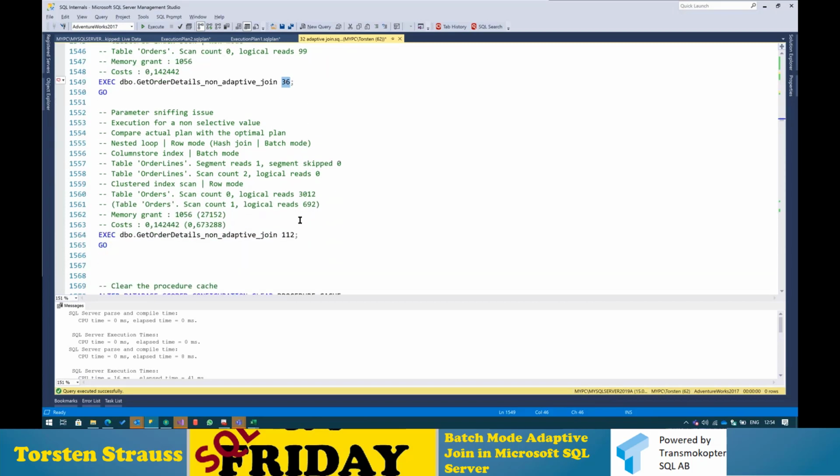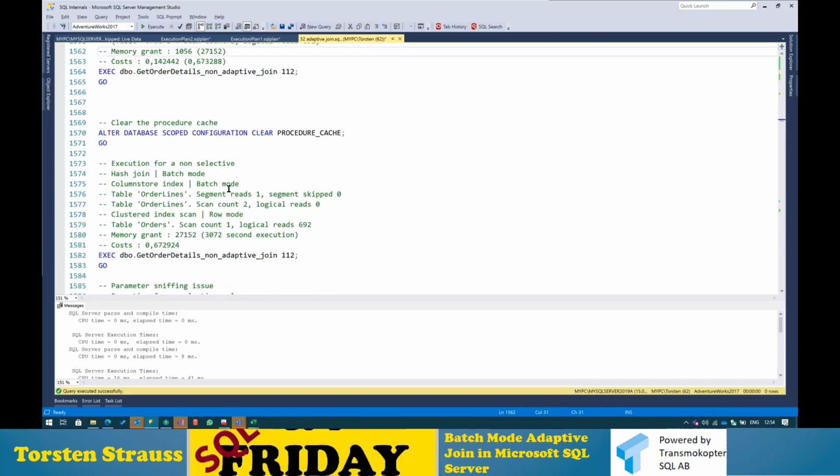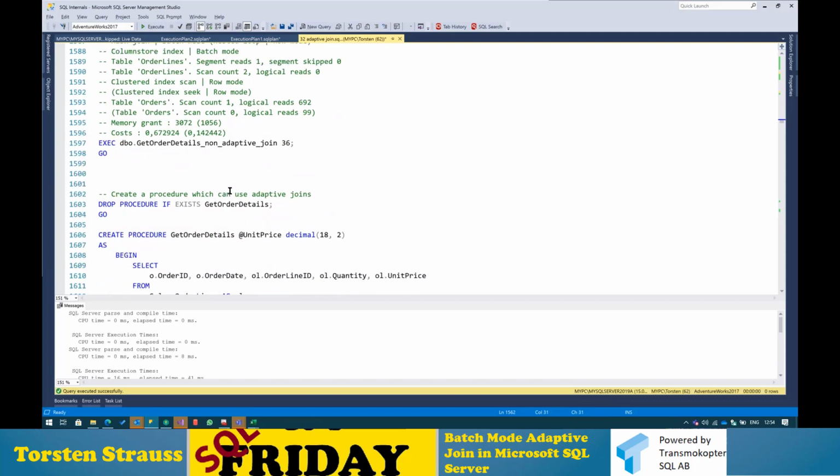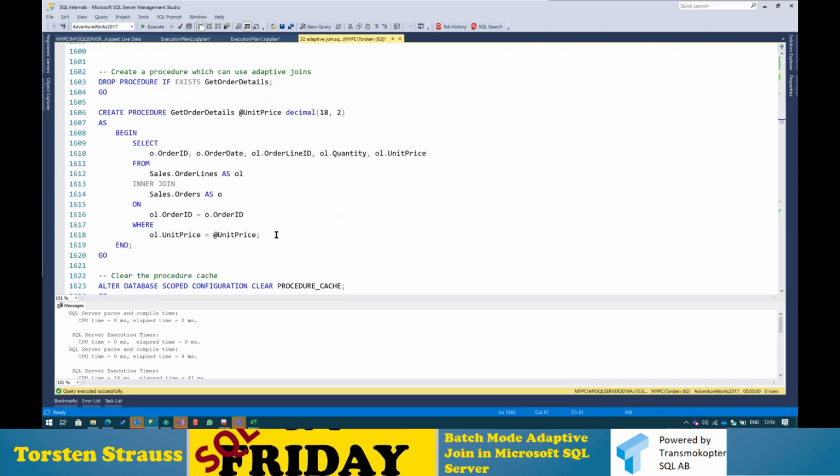We do not recompile. We execute the same stored procedure with a non-selective parameter, but because of parameter sniffing, the same execution plan is reused, which is horrible in terms of performance, as you can see here already. Memory grant and the number of logical reads are also increasing. I have another stored procedure doing exactly the same, but without the hint. Therefore, SQL Server can decide whether it is worth using a nested loop or a hash join within the adaptive join operator. Here I leave the decision to SQL Server.